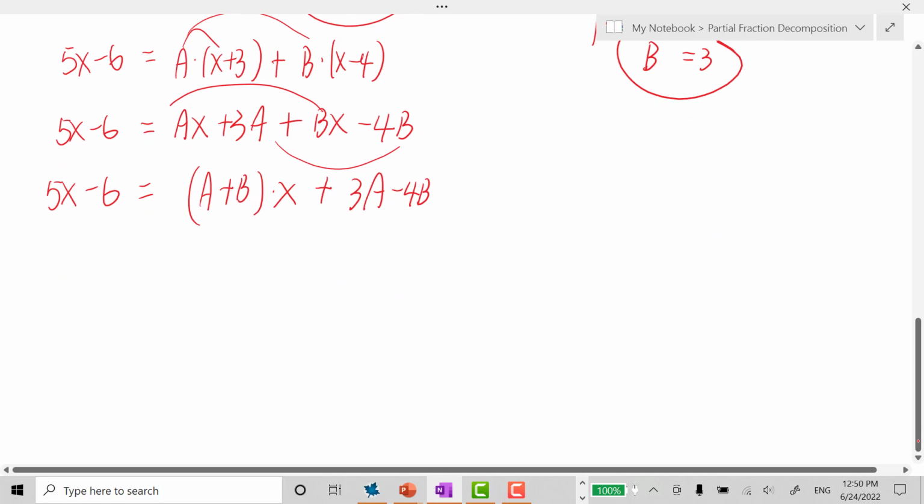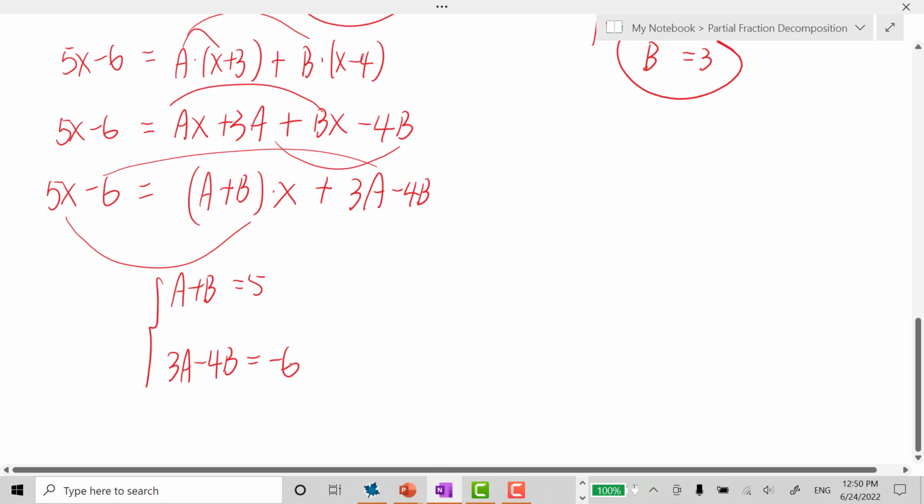Put them together. So now linear term equals linear term, constant equals constant. That means a plus b must be 5. Okay. 3a minus 4b must be -6. From our earlier algebra course, we know that we can solve for a and b.